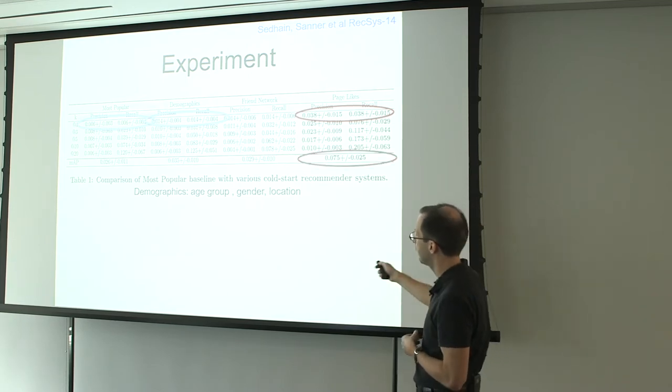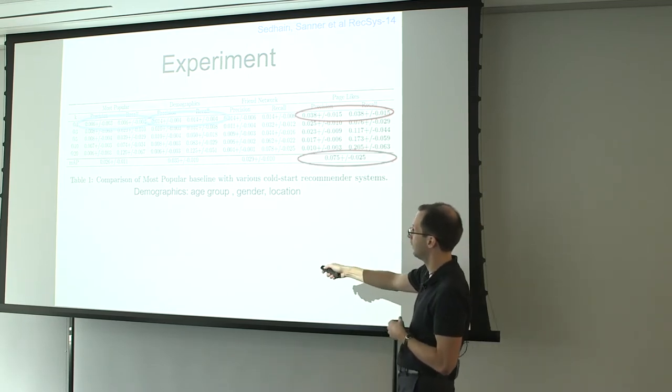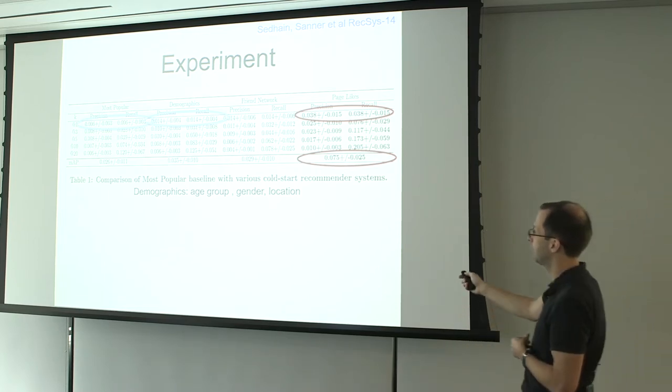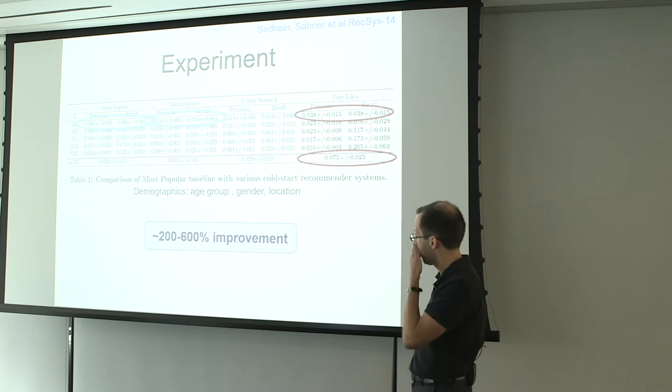And if you look at general ranking metrics, not just precision at 1, but mean average precision, a general ranking metric used in the literature, you're still about 2 to 3 times better than the competing methods.